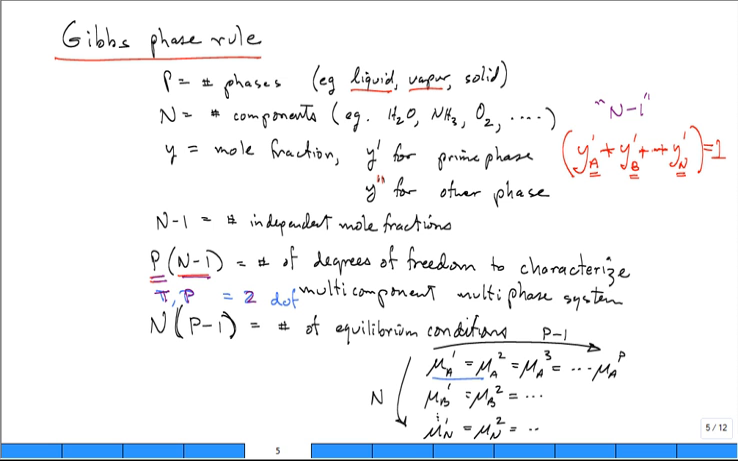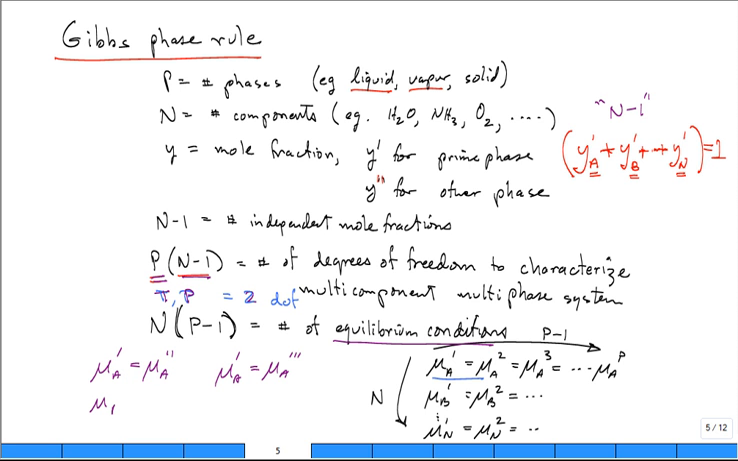Well, we had a discussion of the equilibrium constraints. So we know that mu sub A in one phase must be equal to mu sub A in the other phase. Well, let's say you had 3 phases. Well, then mu sub A in the first phase must equal mu sub A in the third phase. And what happens if I had a second component, B?